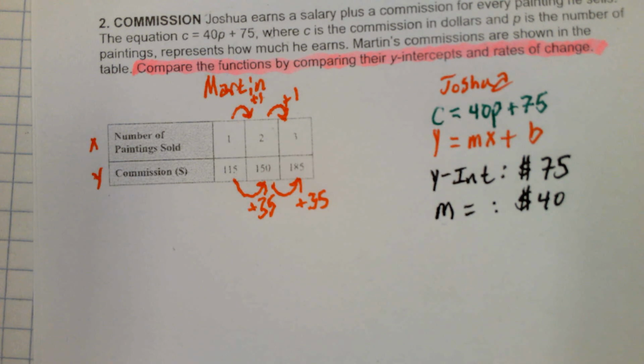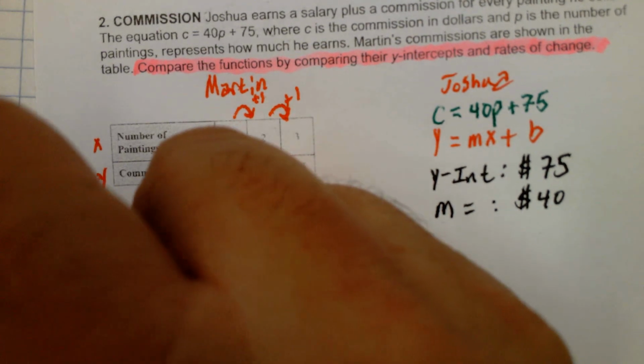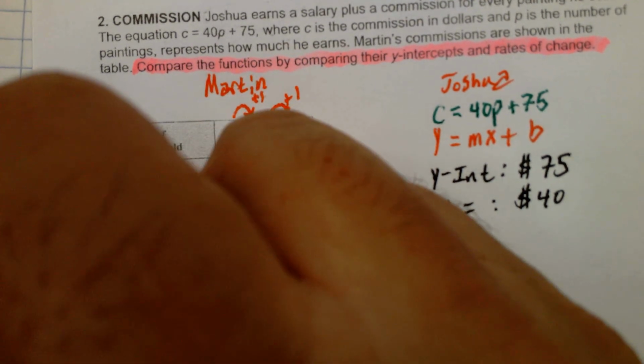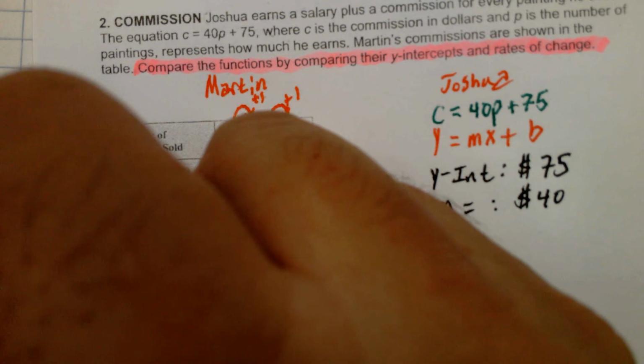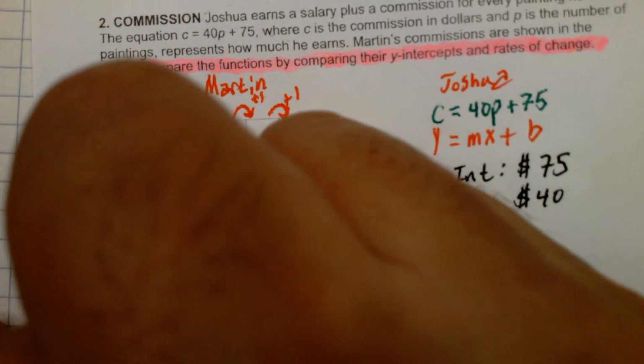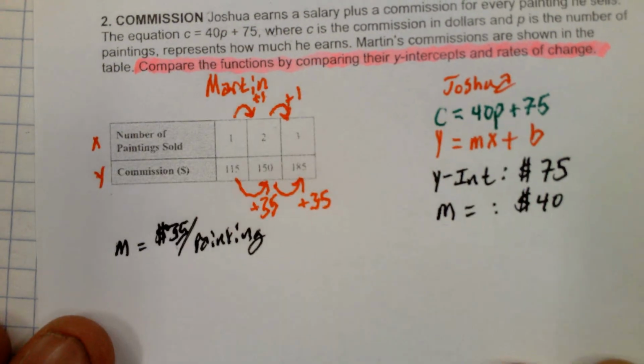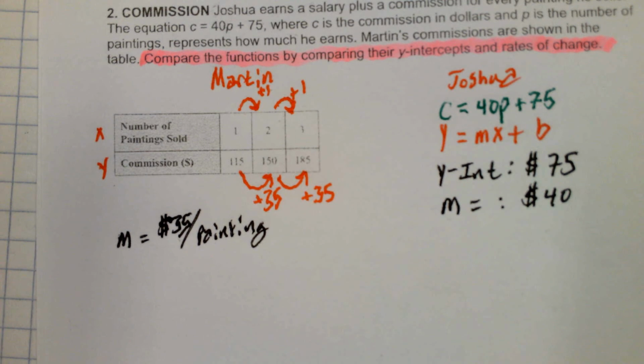Okay? So his slope value is $35 for every painting. So that's how much he's making for commission. $35 for every painting he sells.